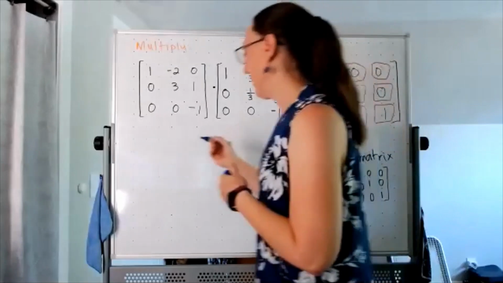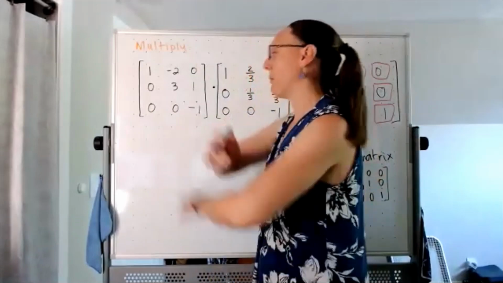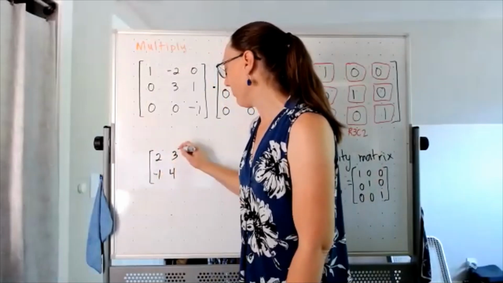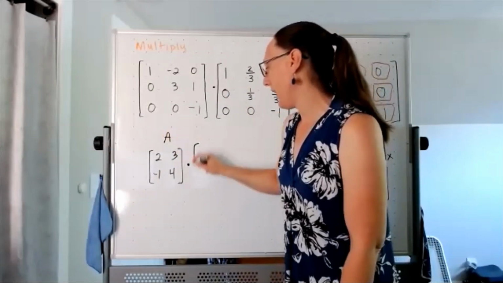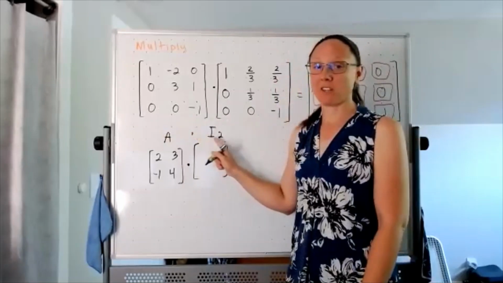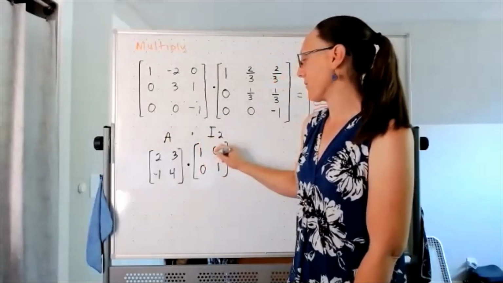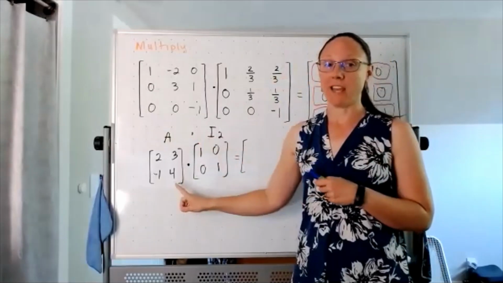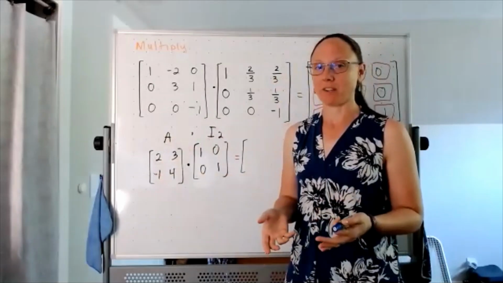So let's talk about what that identity matrix multiplication would look like for a 2 by 2. I'm going to pick a random 2 by 2 matrix. How about 2, 3, -1, 4. And if I were to take that matrix A and multiply it by I2, the identity matrix for a 2 by 2 matrix, that's going to look like 1s on the diagonal and 0s everywhere else. And if we do this matrix multiplication, I claim that we are supposed to get exactly this matrix A back, because that's what it means to be the identity matrix.